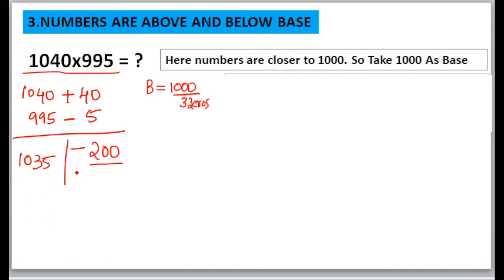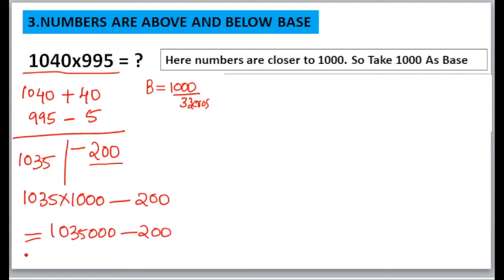So when you have a negative symbol on your RHS, you need to multiply your LHS with the base. Here base is 1000 minus 200. So this is your answer, that is 1035000 minus 200. 1035 minus 1 is equal to 1034 and 1000 minus 200 is equal to 800. So this is your answer.